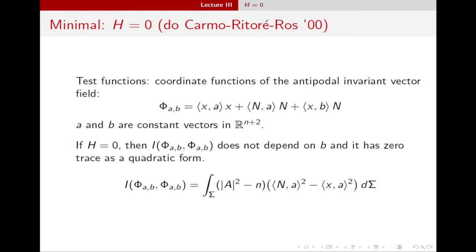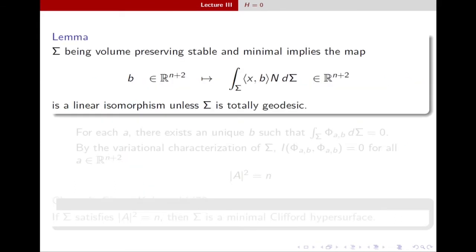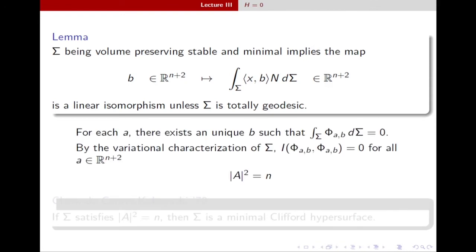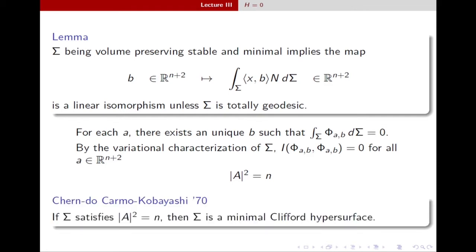And if you look at the expression for this quadratic form, it can only be 0 if the norm of the second fundamental form is precisely equal to n. And that's how they argue in their proof, okay? So once you get to this part, then they use a very famous result of Chern, Do Carmo, and Kobayashi, which classified the minimal hypersurfaces with constant norm of the second fundamental form, the constant being this number n. And they showed that the only possibilities are the minimal Clifford hypersurfaces, so Clifford hypersurfaces that are minimal.